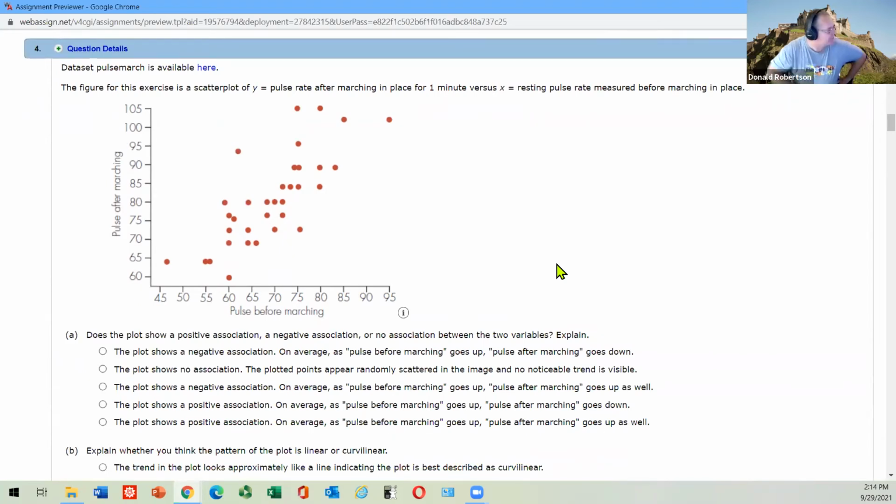We got time? Yeah, we got time for this one. Here's another scatter plot. I'm going to make my own questions up because I like the data. Positive or negative?